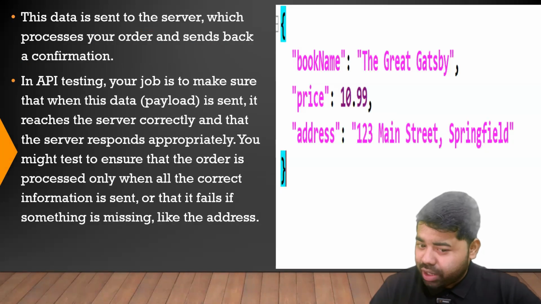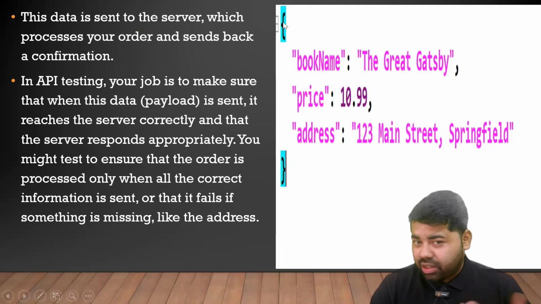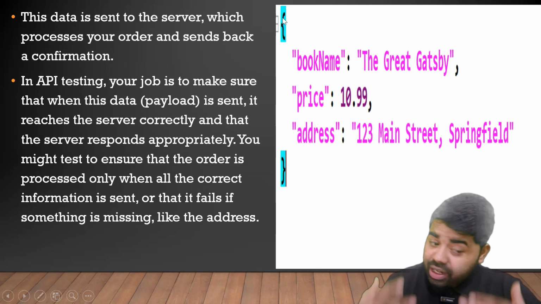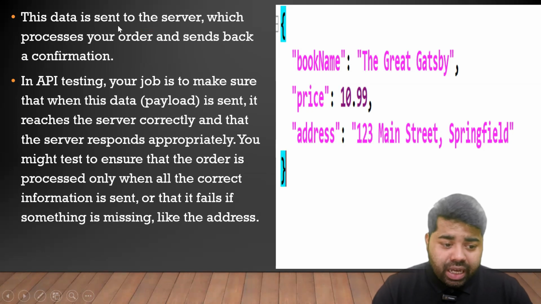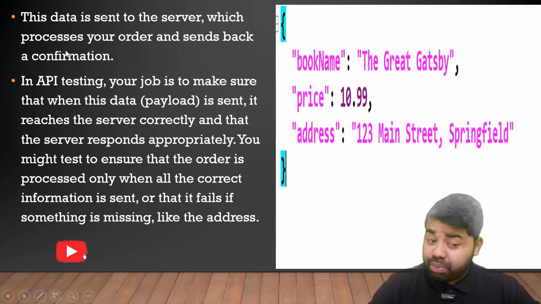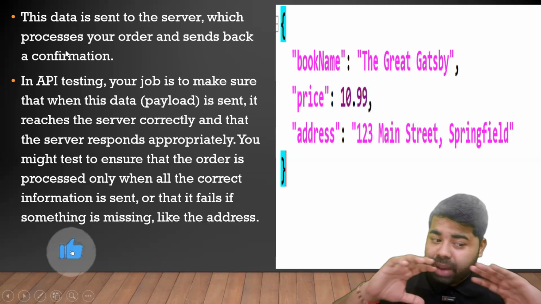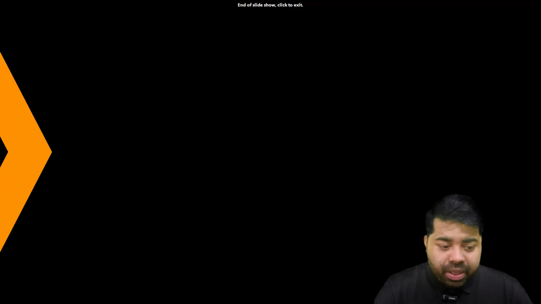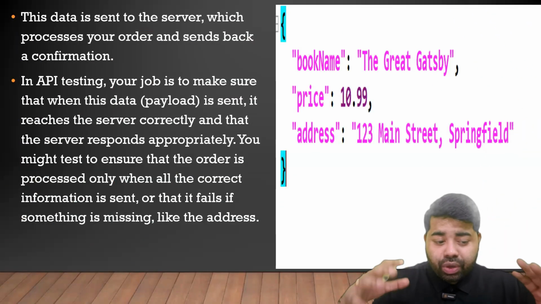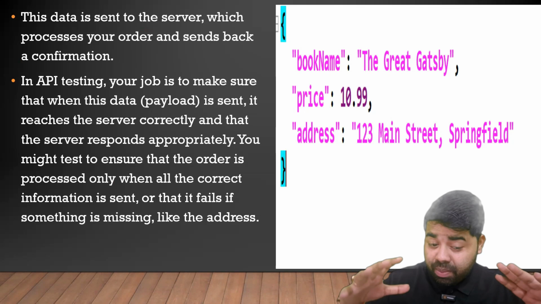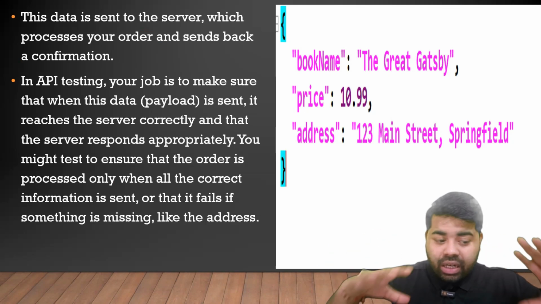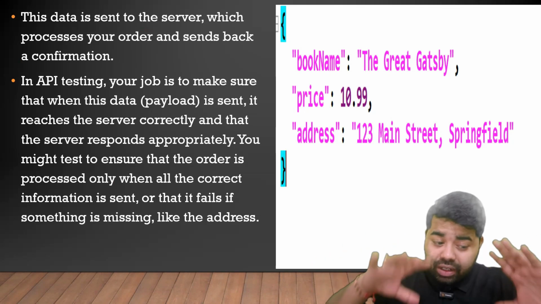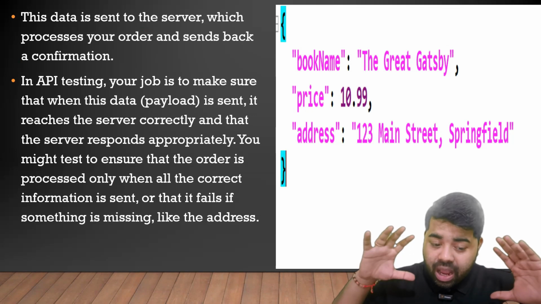That is what I have shown you, right? I have just given another example, for online shopping. This is how all the information is sent. This data is sent to the server, which processes your order and sends back a confirmation. In API testing, your job is to make sure the data, meaning the payload, is sent and reaches the server correctly, and that the server responds appropriately.